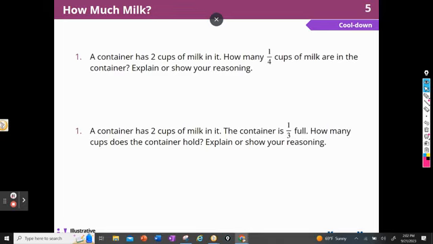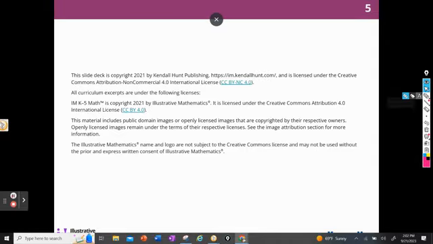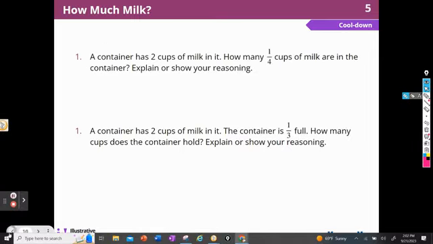A container has 2 cups of milk in it. How many 1/4 cups of milk are there in the container? So I'm going to draw the container as cups of milk. So here's 1 cup of milk, and 2 cups of milk, and they're in the same container, right? And how many 1/4 cups of milk are in each container?